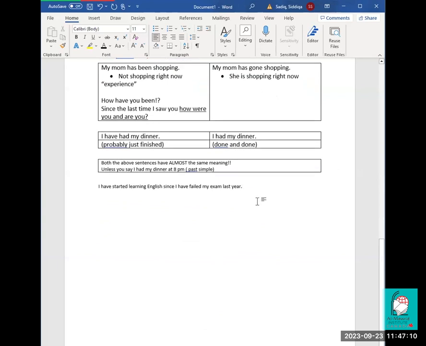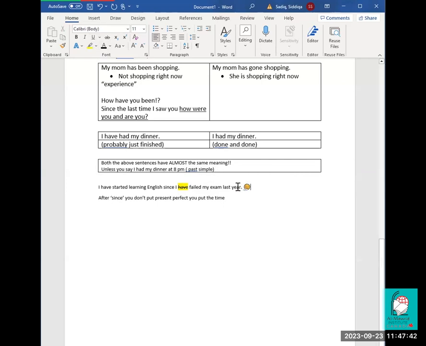The answer is yes, you can do this, but after since, you don't put present perfect. You put the time. So because you're using the situation as a time, you're going to say, I failed. You're not going to say, I have failed. And now it's perfect. I have started learning English since that event. What happened? I failed my exam last year.